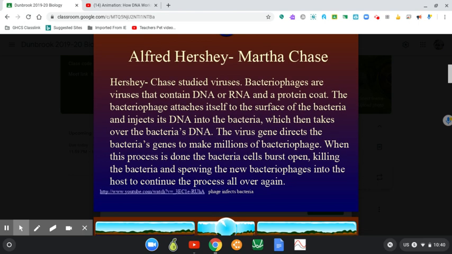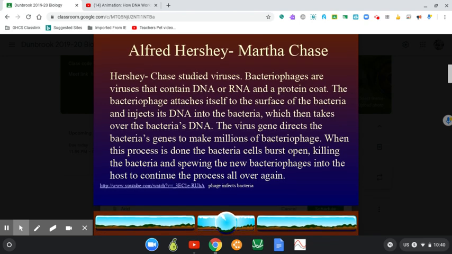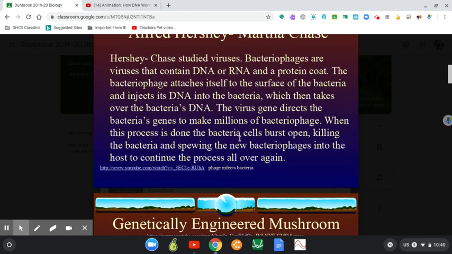It's genetic instructions. Okay, so when this process is completed, the bacteria cells burst open and they release more virus, and it kills more bacteria, and the whole process continues.